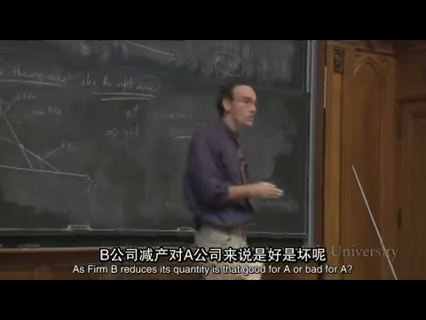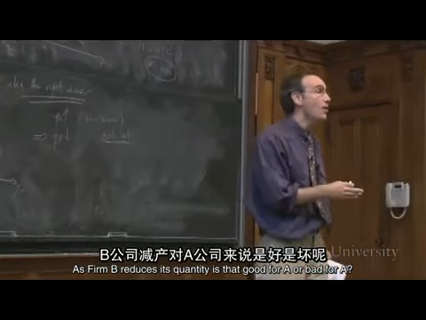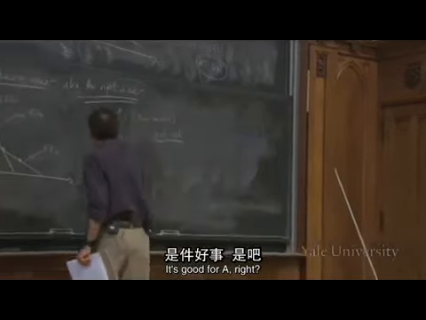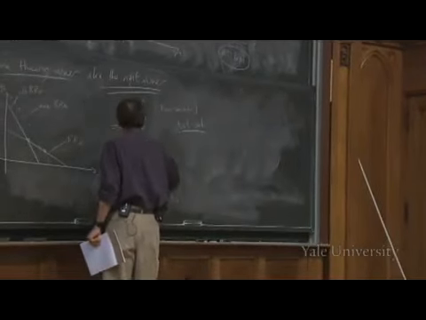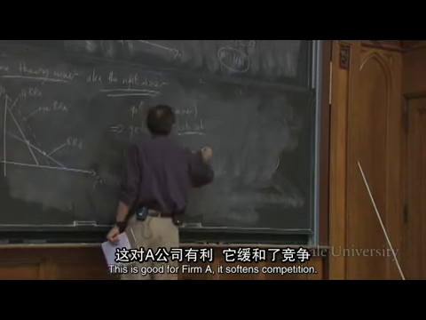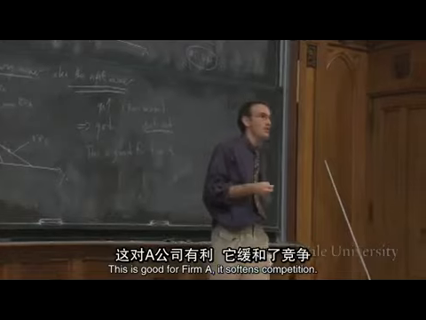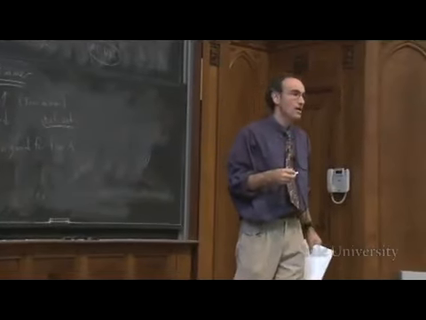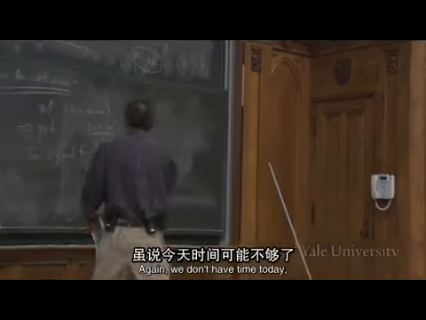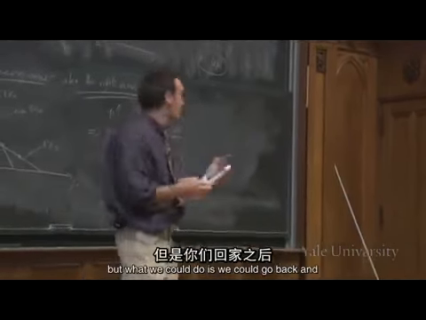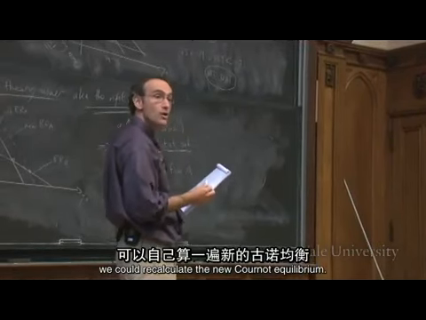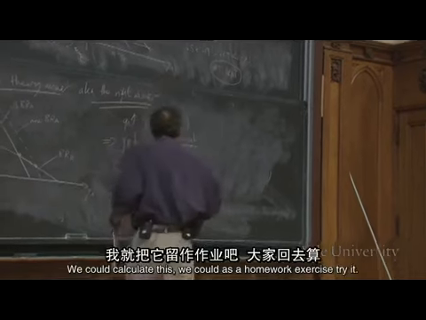As firm B reduces its quantity, is that good for A or bad for A? It's good for A, right? This is good for firm A. It softens competition, right? And as a consequence, it leads to an increase in profit. Again, we don't have time today, but what we could do is go back and recalculate the new Cournot equilibrium, right? We could calculate this.